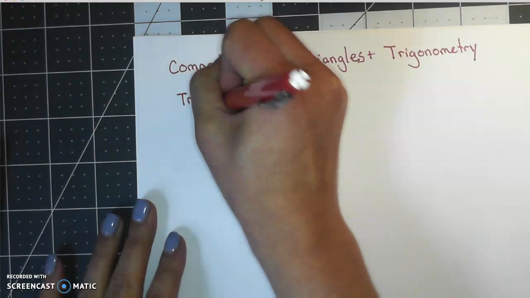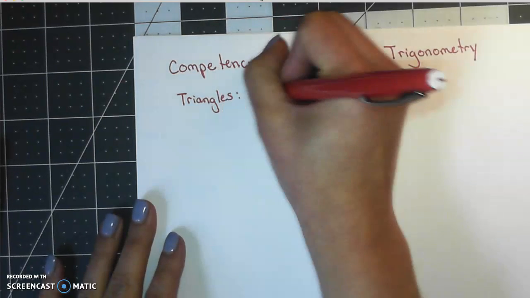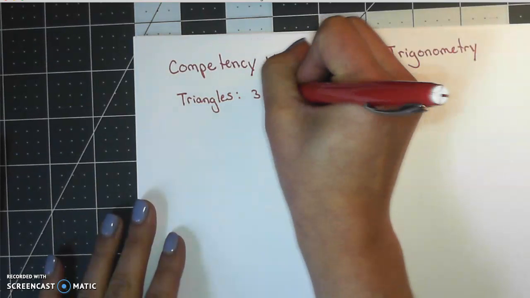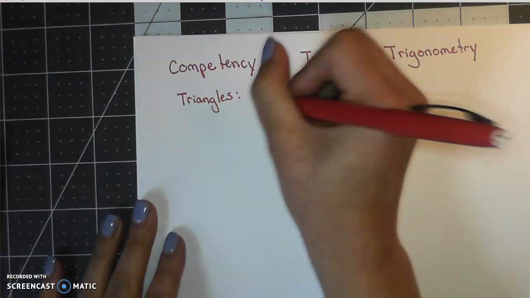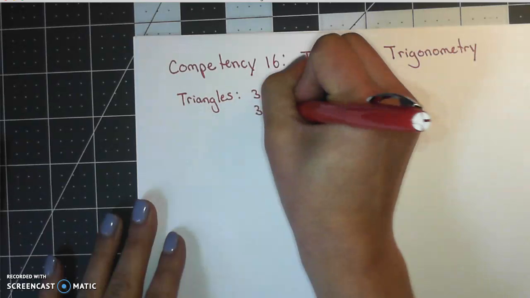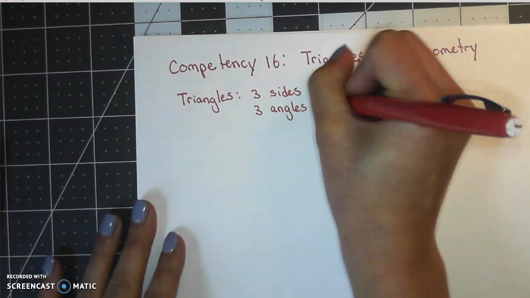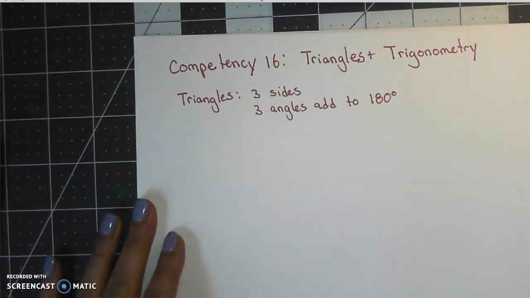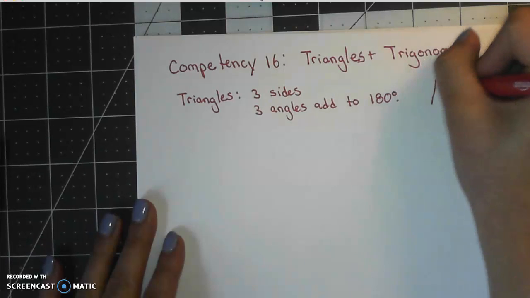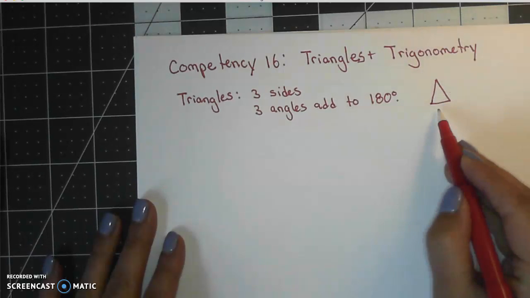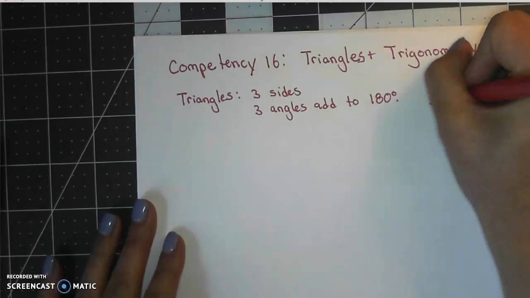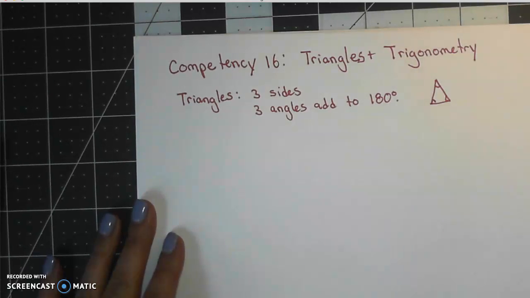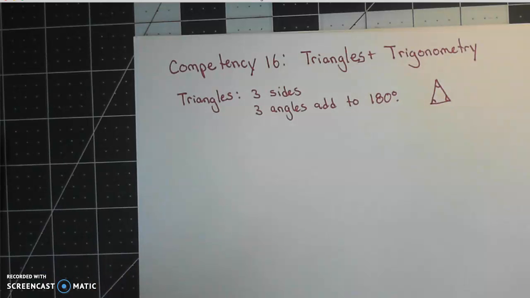Well, hopefully, everyone knows that triangles have three sides and that their three angles add to 180 degrees. Right? Basic. Triangle, here we go. Three sides, three angles, they add to 180 degrees. There's different ways to classify triangles.